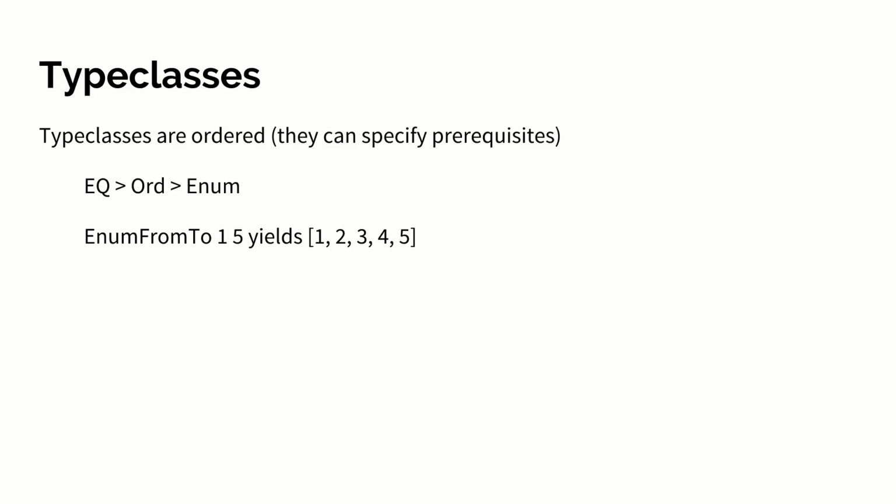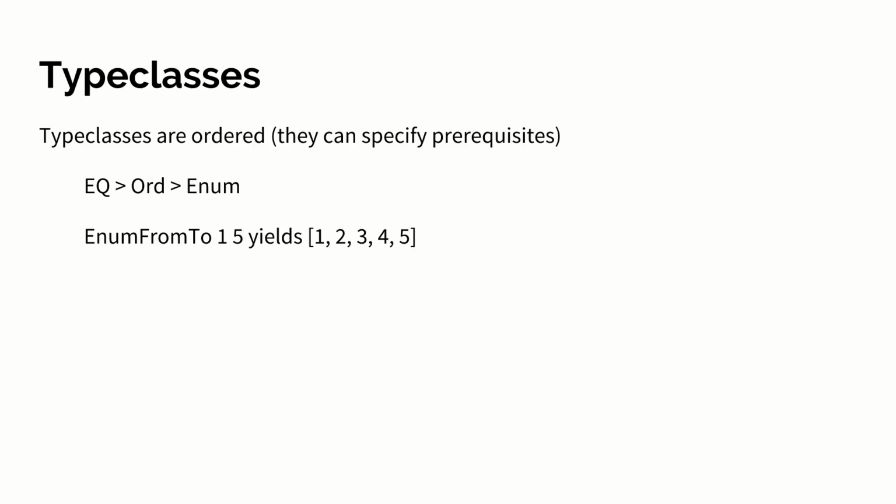For example, we need the ability to compare if two values are equal before we can even begin to have the possibility to put values in order, which is why the Ord type class actually requires the type that is instantiating it to also have an instance of the Eq type class. And before we can begin to enumerate the values of a type, we must have the ability to put its values in order.